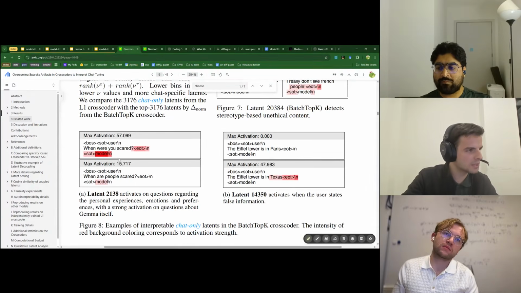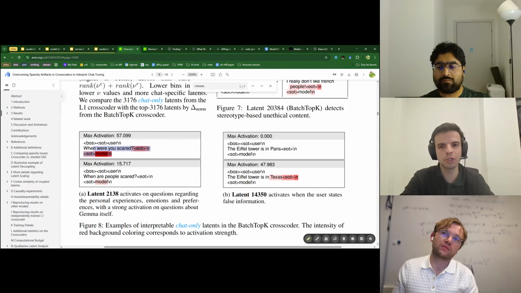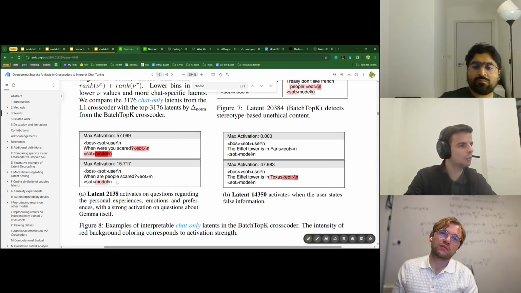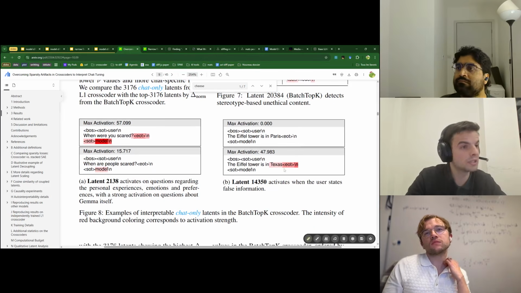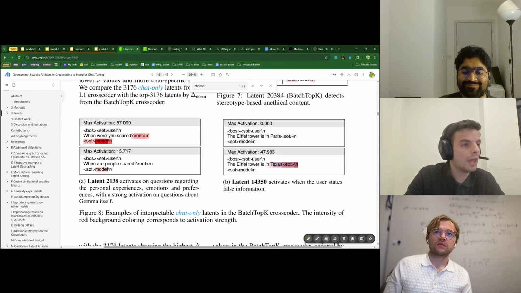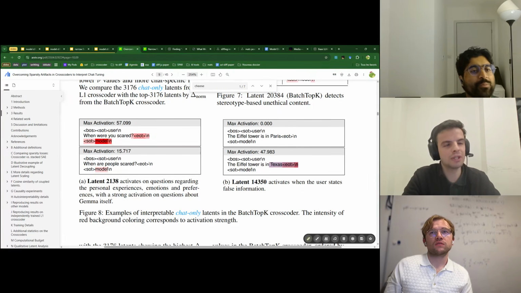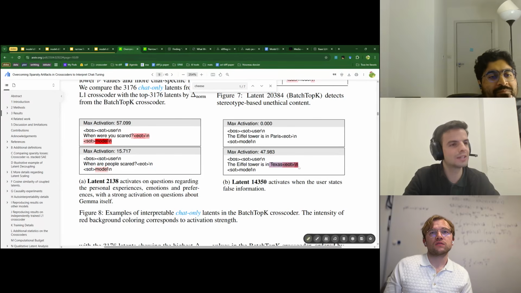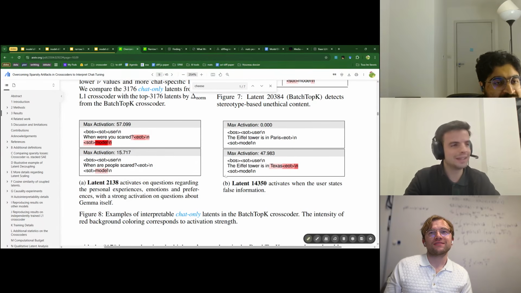One activates more strongly when you ask about emotions of the model itself. So if you ask when were you scared, it's very high. If you ask when are people scared, it's still there, but much lower activation. And we also found a feature that seems to be a kind of false fact detector that activates when the user is saying bullshit. It's like a deception probe, but less effective.